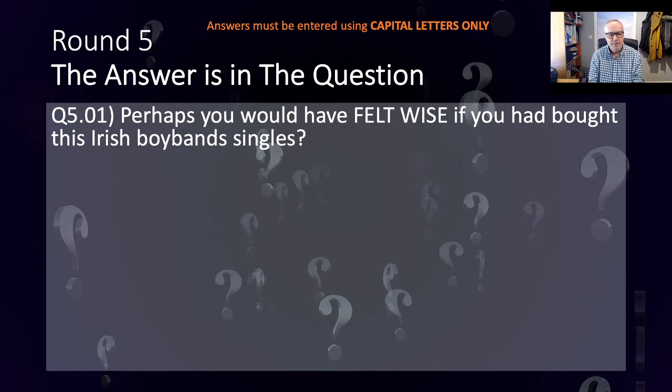So here's the question. Perhaps you would have felt wise if you had bought this Irish boy band singles. So you need to take the words in capitals, felt wise, and turn it into another word, an anagram, which is the answer. And you need to enter your answers using capital letters only, please, into the answer sheet. So perhaps you would have felt wise if you had bought this Irish boy band singles. We'll go a little bit slow on this round as it requires some thinking.